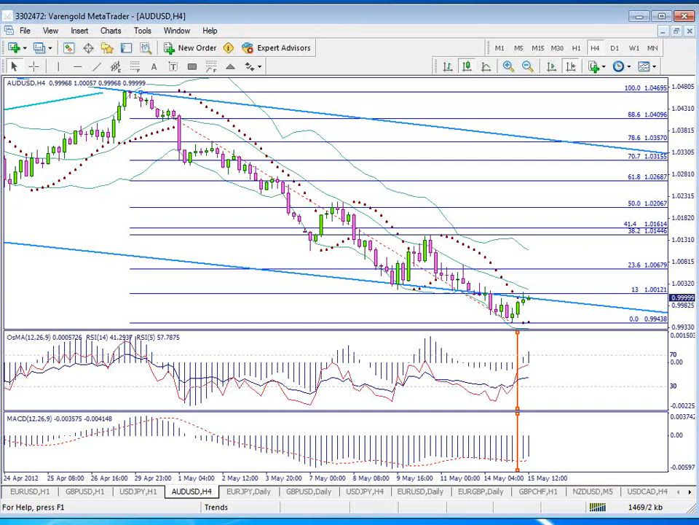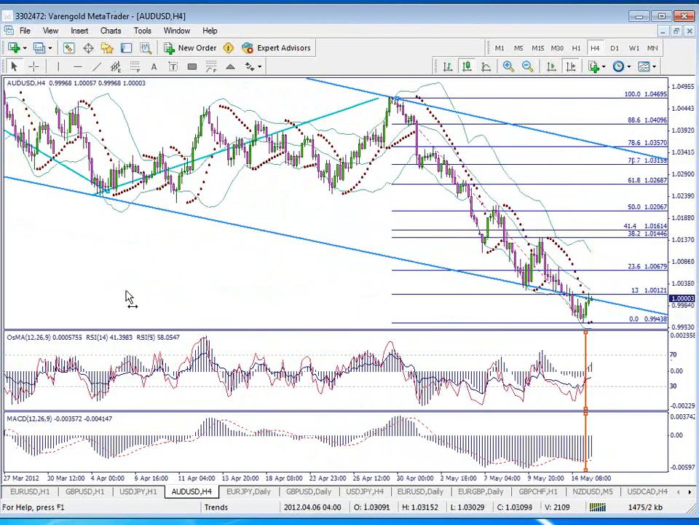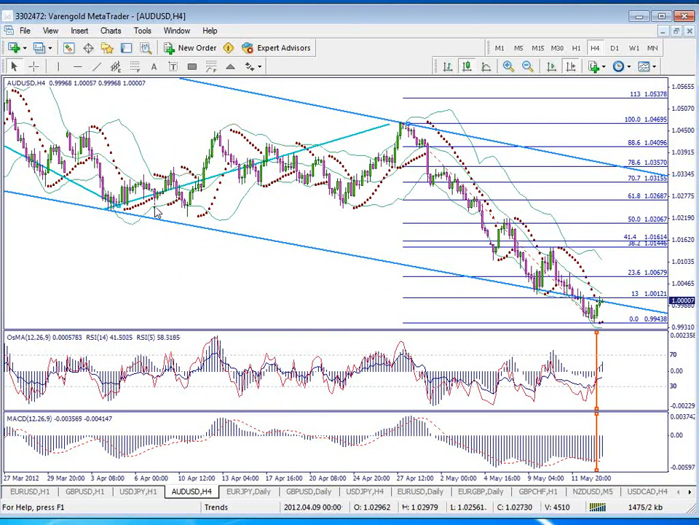Roderick, Krishna, is not the third wave normally longer and stronger than 1 and 2? Yes, usually the third wave is the strongest and the longest. But as long as the pair just, this wave was very weak, also the third wave will be weaker.